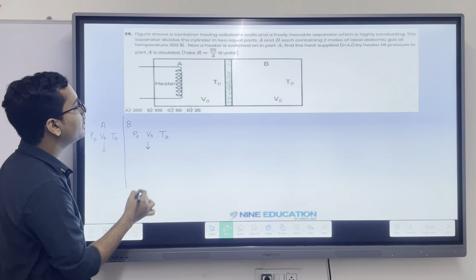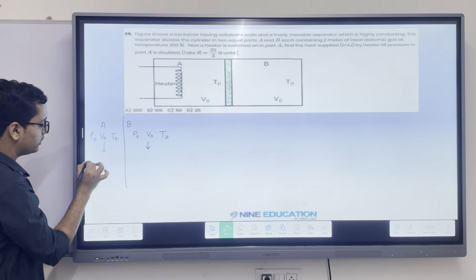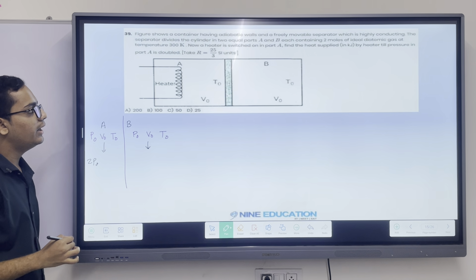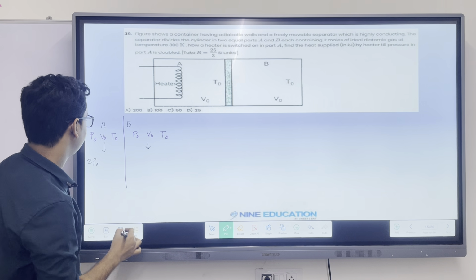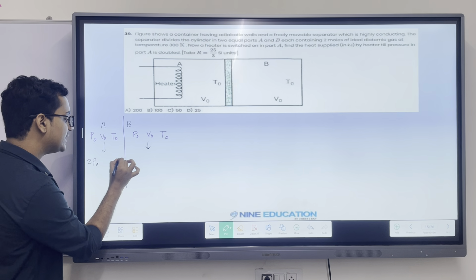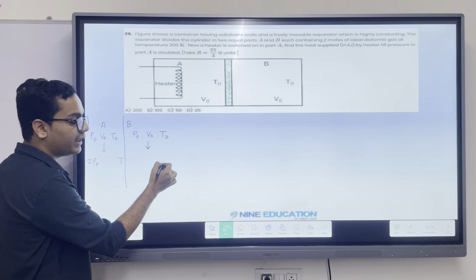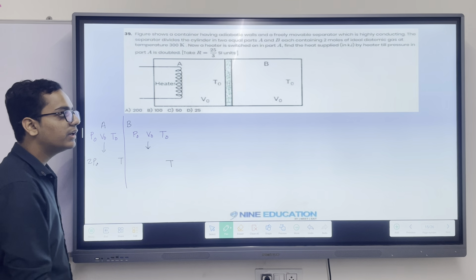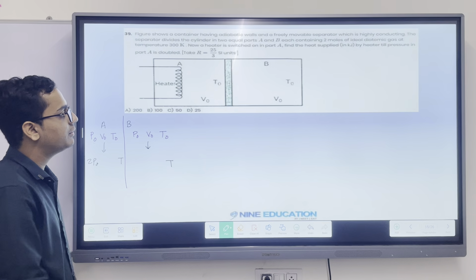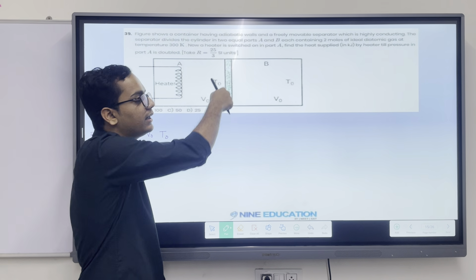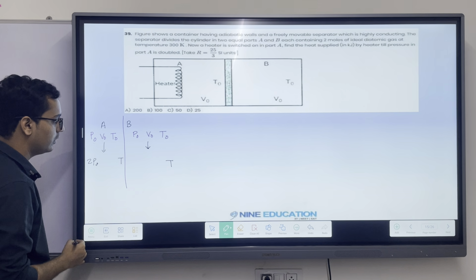Now, if you heat it, what will happen? You will heat it and the pressure is doubled. So this becomes 2P naught. Okay. What about the temperature? So the temperature will be, let's say, T. Okay. What will be the temperature over here? Over here also the temperature must be T. Both of the chambers must have the same temperature because this separator is highly conductive. So the same temperature will be maintained on both sides.